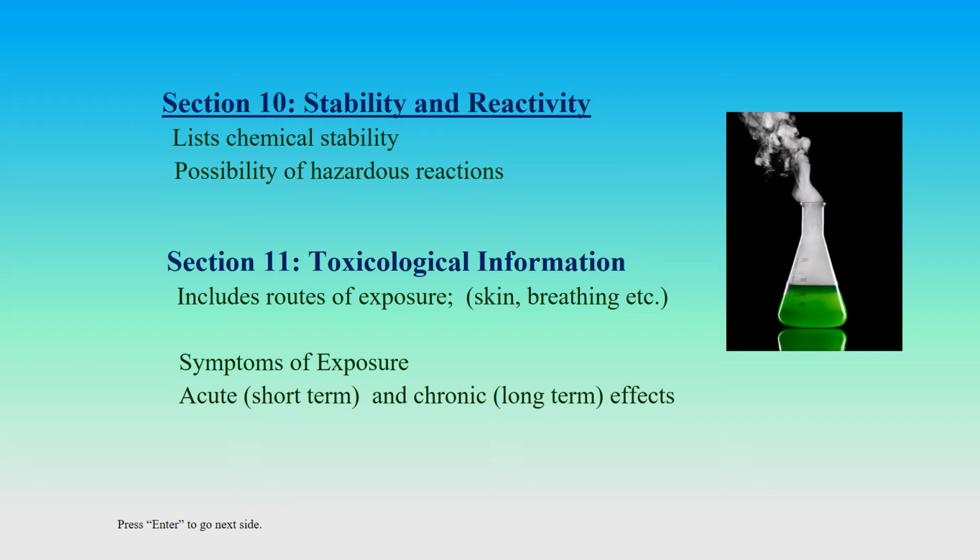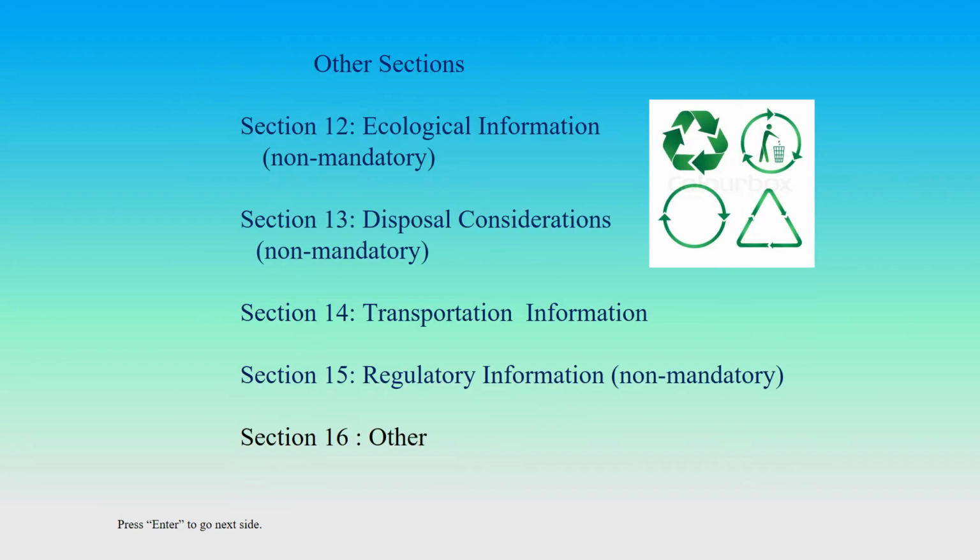Section 11 contains toxicological information, includes routes of exposure, skin, breathing, etc., symptoms of exposure, acute, short-term, or chronic long-term effects. Other sections include Section 12, ecological information, Section 13, disposal considerations, Section 14, transportation information, and Section 15, regulatory information. Section 16 contains any other information needed.